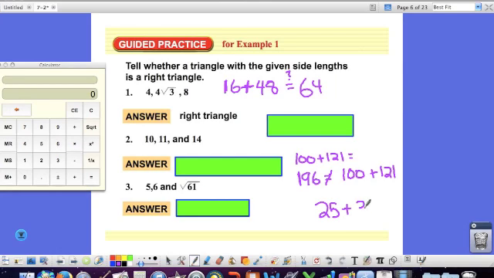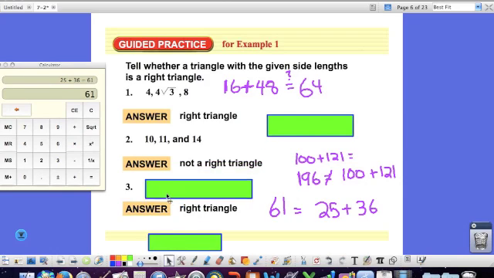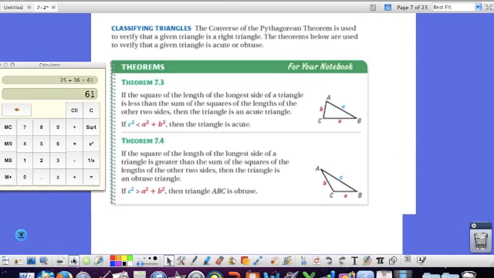6 squared is 36. The square root of 61 squared is 61. 25 plus 36 is 61. That is equal, so that is a right triangle, as we said. Number 2 is not a right triangle. So the question is, what is number 2?